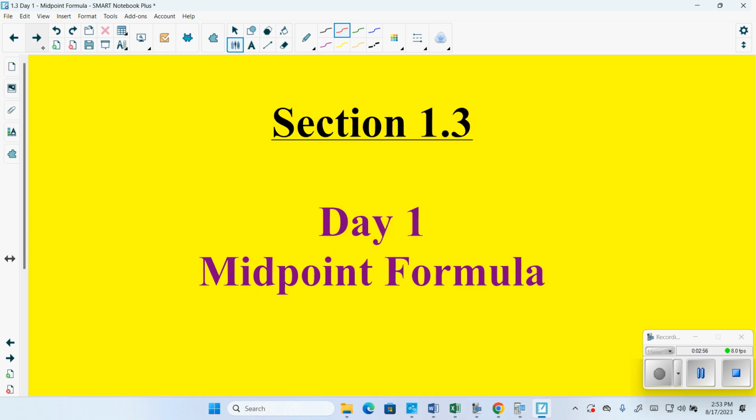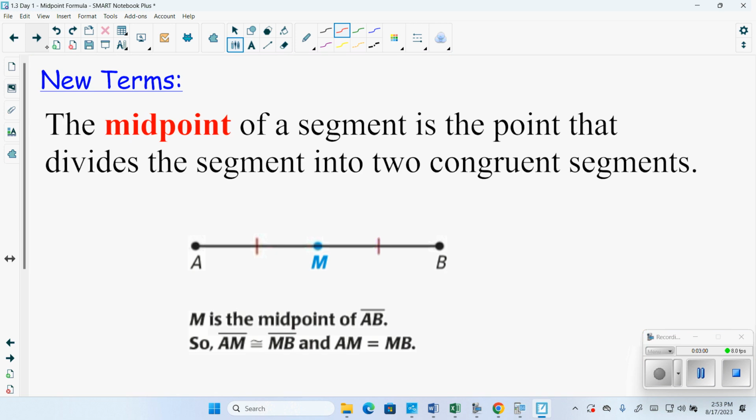All right, so today's topic is the midpoint formula. The midpoint formula is finding the point in the middle. That point is known as the midpoint. A midpoint of a segment is the point that divides the segment into 2 congruent segments. Notice you have these little tick marks. Those tick marks are indications that M is in the middle or halfway between A and B. Notice AM is congruent to MB and their lengths are also equal.